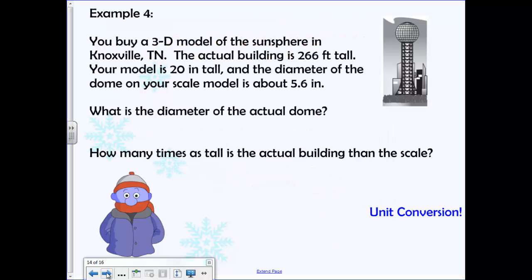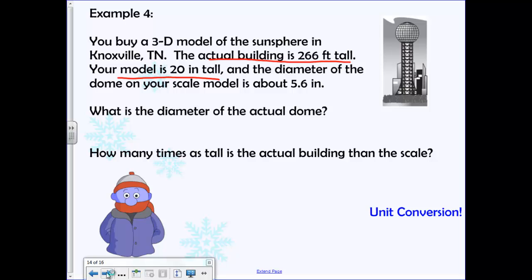Example 4. You buy a 3D model of the Sun Sphere in Knoxville, Tennessee. The actual building is 266 feet tall. Your model is 20 inches tall, and the diameter of the dome on your scale model is 5.6 inches. Hold on a second. Anybody ever been to Knoxville? No? I haven't. The actual building is 266 feet tall. I'm looking at my information, pulling it out. What do I have? Actual building is 266 feet tall. Model is 20 inches tall.